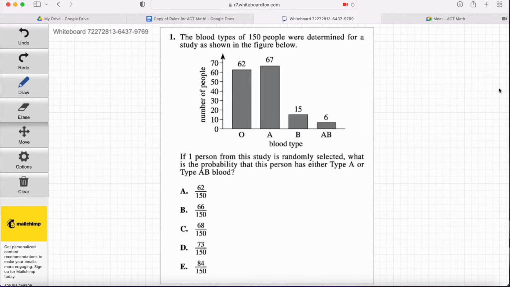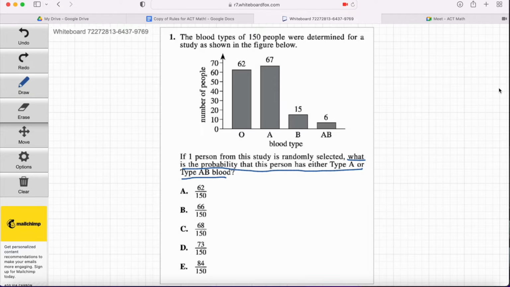Okay. Is it pretty clear, Abby, this is a probability question? Yes. Yeah, right? I mean, the thing we're solving for is always sort of at the end of the question. That's the case here. What is the probability that this person has either type A or type AB blood? That's what we're solving for here.